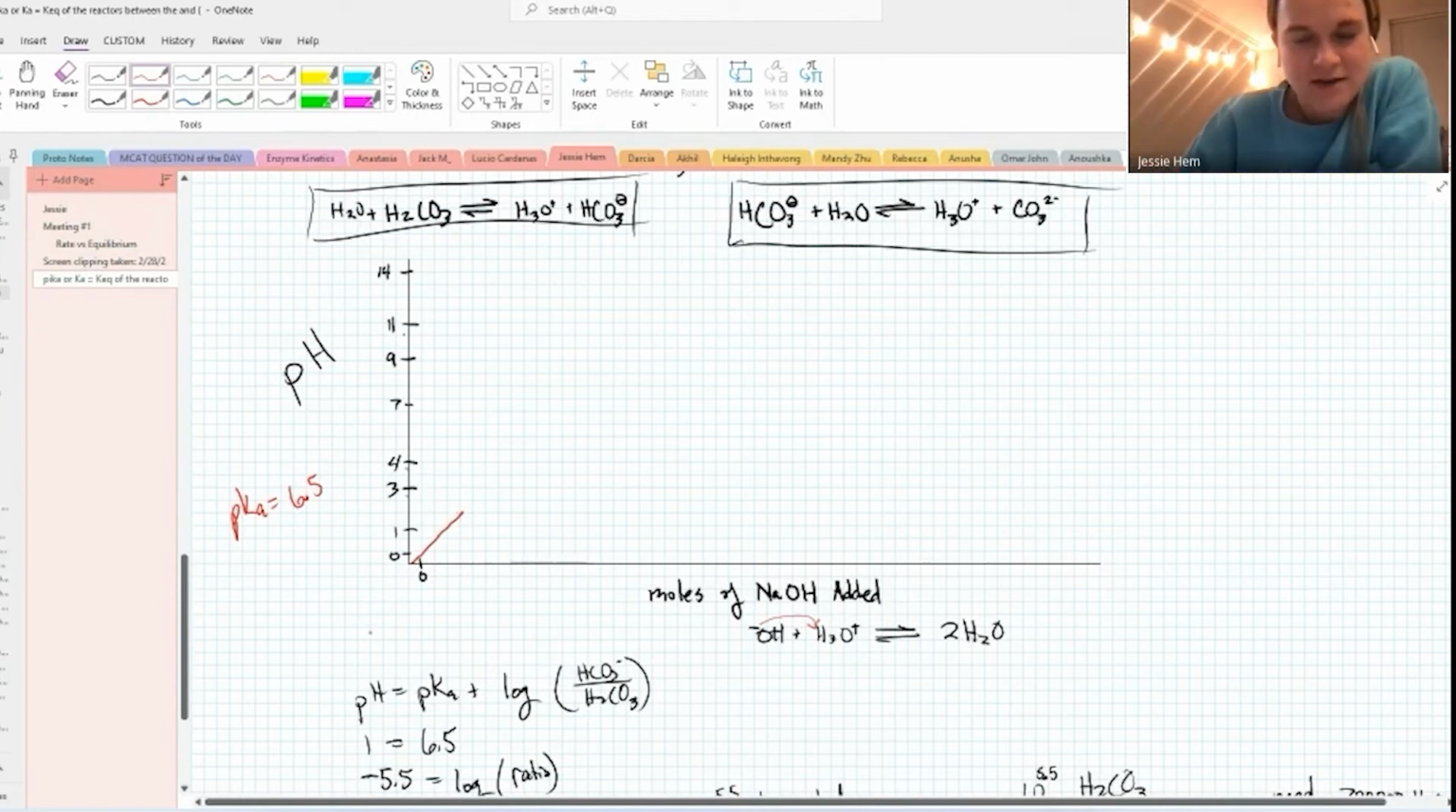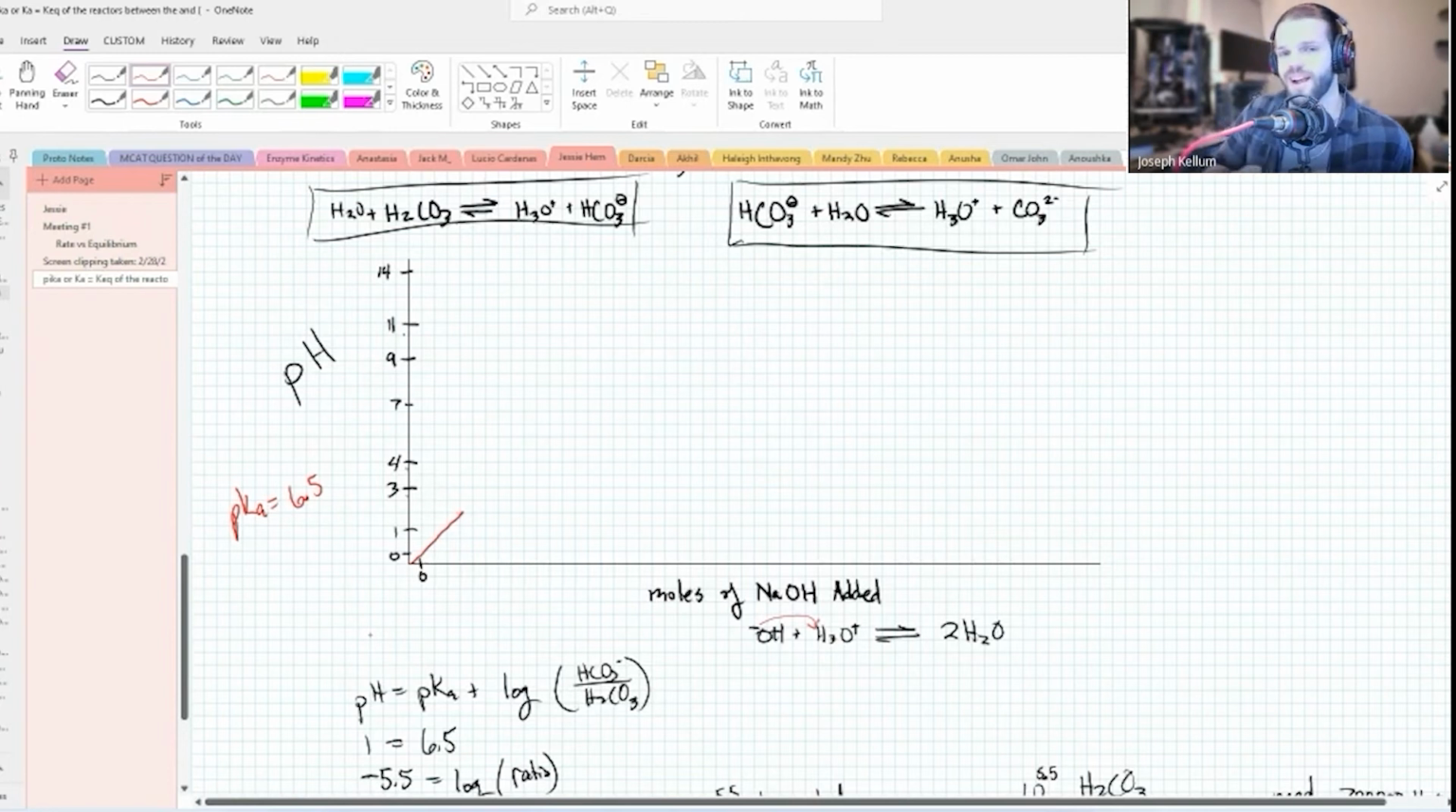Okay, so now I'm confused. What happens then? So we're at the pKa. We've added enough base to get to the pKa, where the acid is dissociated 50% of the time. Or rather, we haven't quite gotten to that point yet.